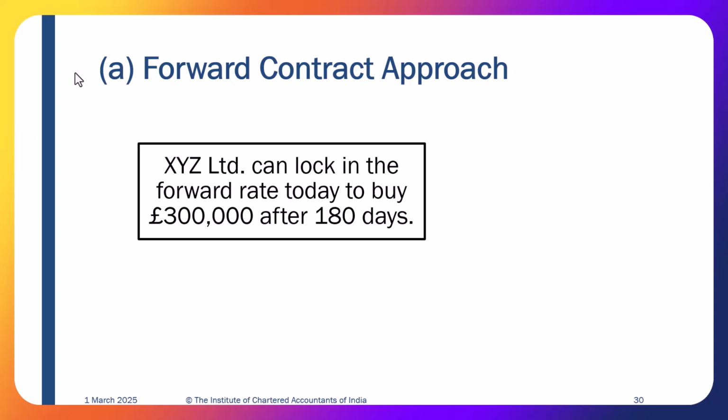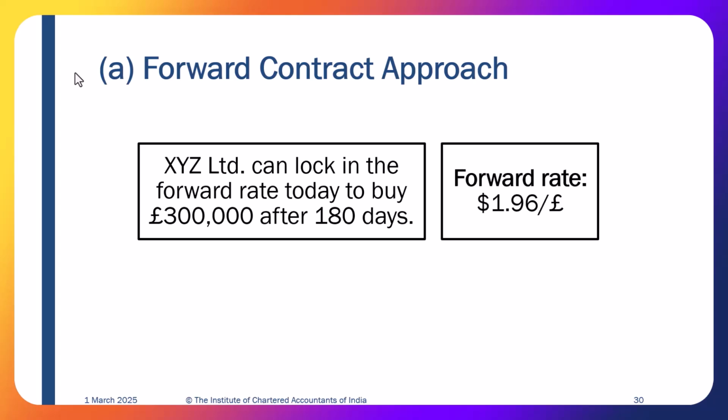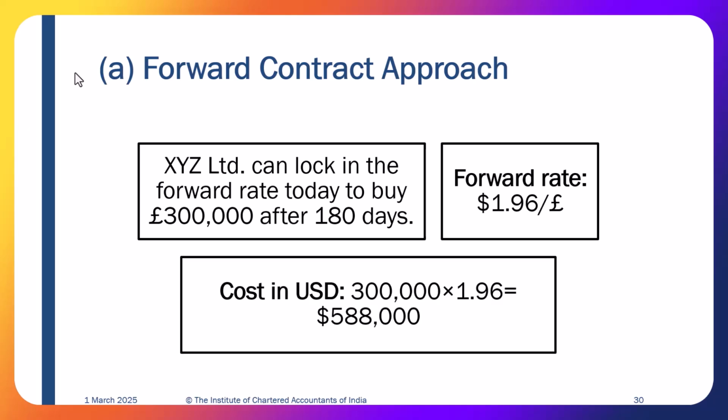You have to pay how much? 3 lakh pounds is payable after 180 days. What is the rate? 1.96, which is given in the question, is the forward rate. So straight away multiply, because the rate is 1 pound equals $1.96, which is the rate you are looking for, since you want to buy pounds and the rate is given in the right way: 1 pound is equal to so many dollars. Now how much would 3 lakh pounds be? You just multiply, so it will be $5,88,000. So the first part is solved.